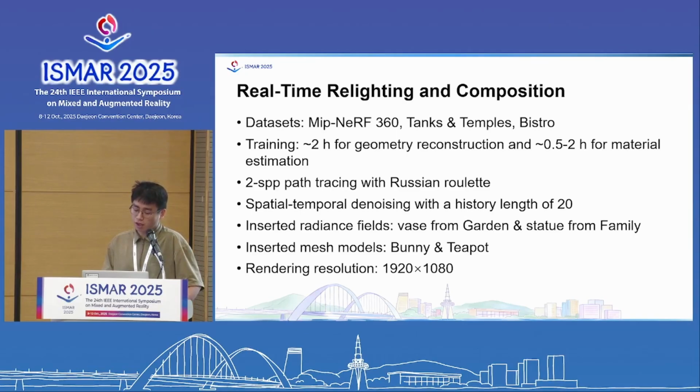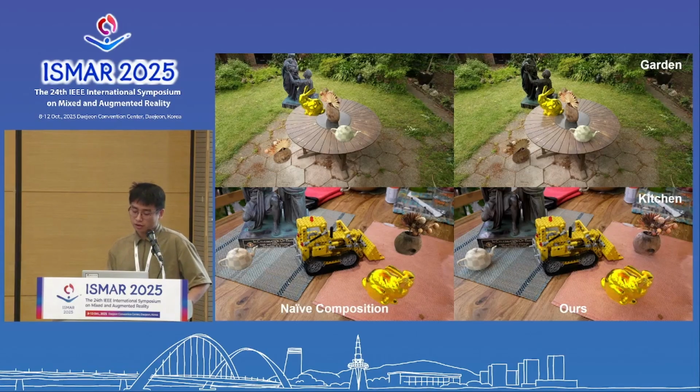We extract the vase from the garden and the statue from the family as the incident radiance field. We also inserted 2 mesh models, bunny and teapot, into this scene. The resolution of all rendered images is 1920 times 1880. These are the rendering results of the naive completion of our method.